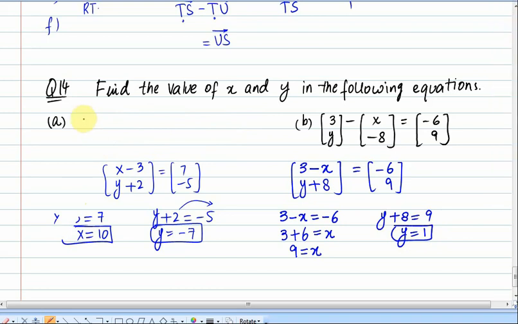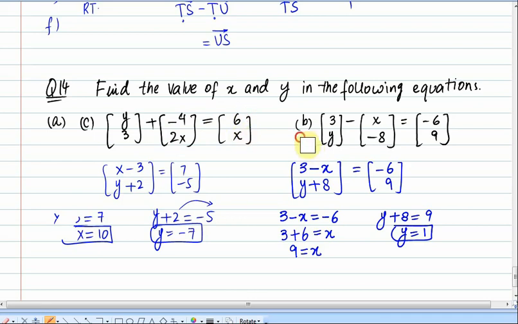After that, moving on to part C. It says y 3 plus minus 4 2x is equals to 6 x. You have 1 minute to start part C.